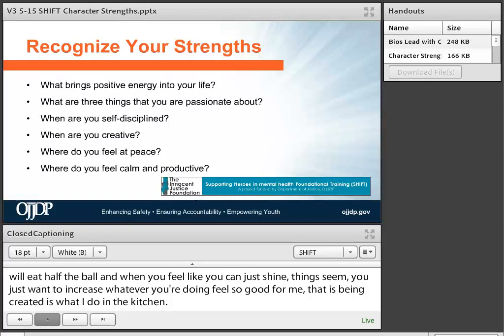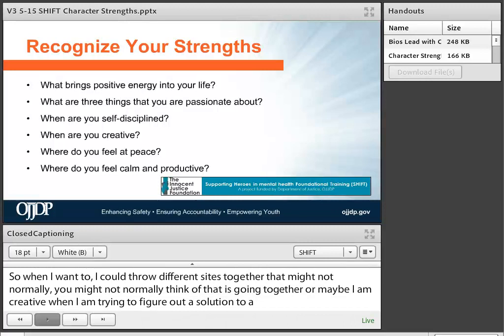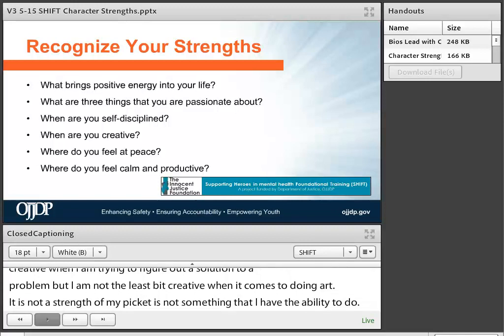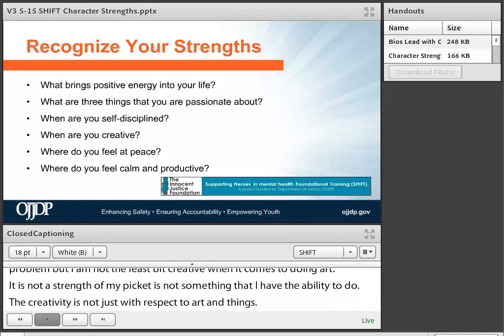But creativity is not just with respect to art and things. Creativity is whatever it is that you can do that brings you that passion and that joy, where you're using your creative side, your right side of your brain, to do something that brings you joy. So maybe your creativity is coming up with plans for a new house, or maybe your creativity lies in coming up with a solution to a problem at work that nobody else can.